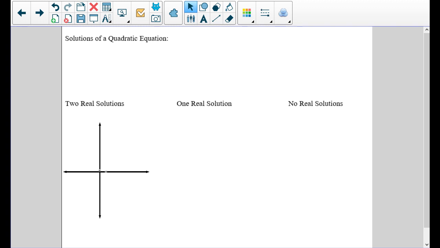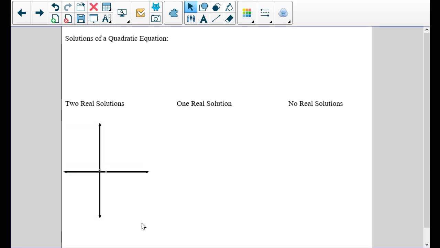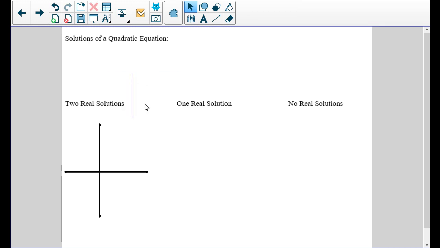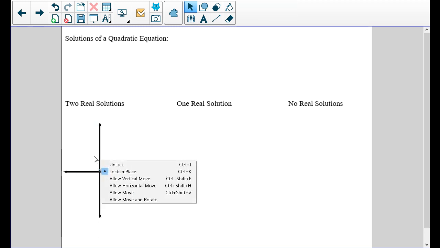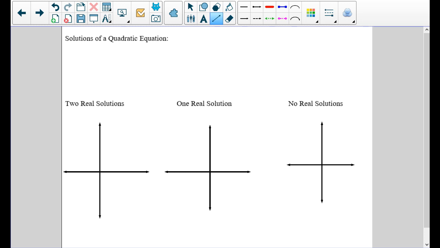So let's group those together. And clone those. All right, finally got my coordinate plane set up there.